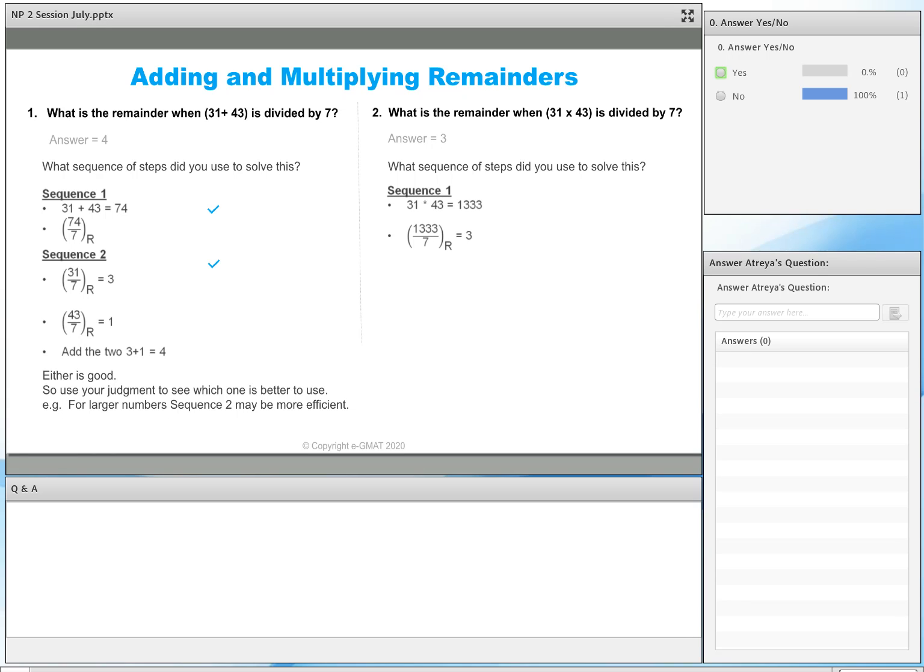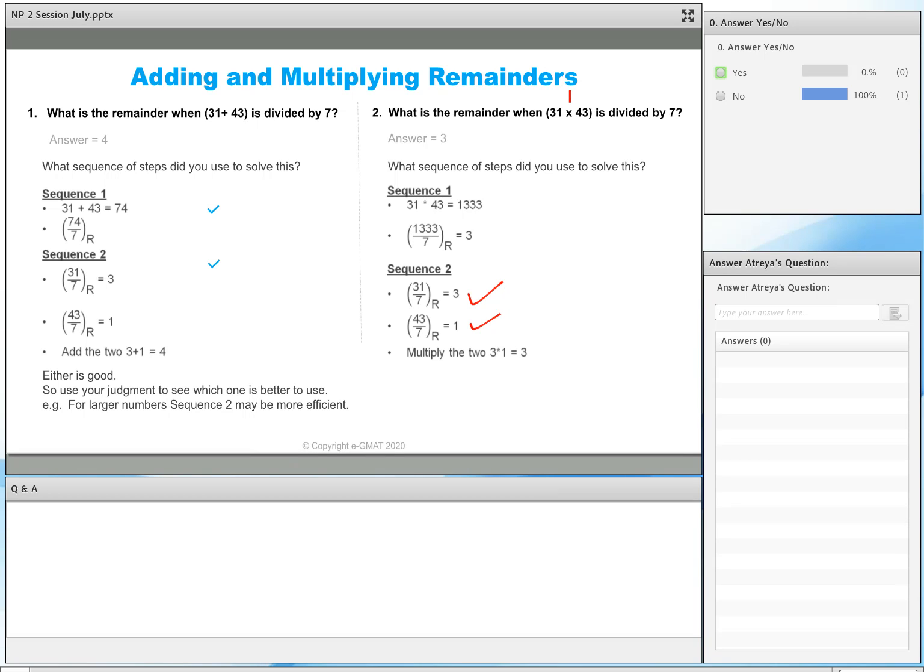But what if I change the addition sign into a multiplication sign? Let me first give you the idea of what would be the solution. I calculate the value of the remainder through the first process. What is that? I calculate the product first and then find the remainder. Calculating the product is some task, right? The second process is you calculate the individual remainders. So you know that 3 is the remainder when I divide 31 by 7, and 1 is the remainder when I divide 43 by 7.